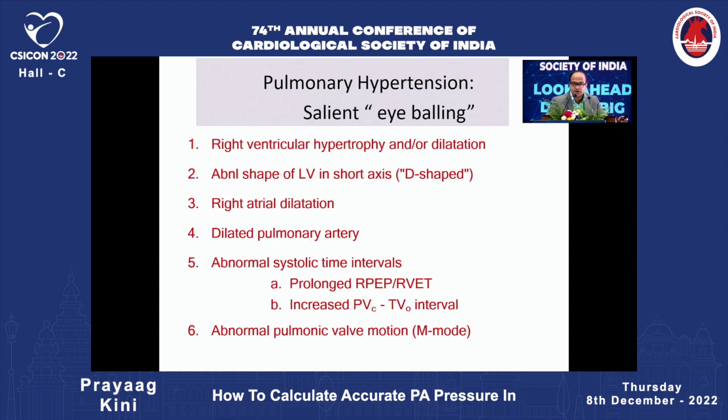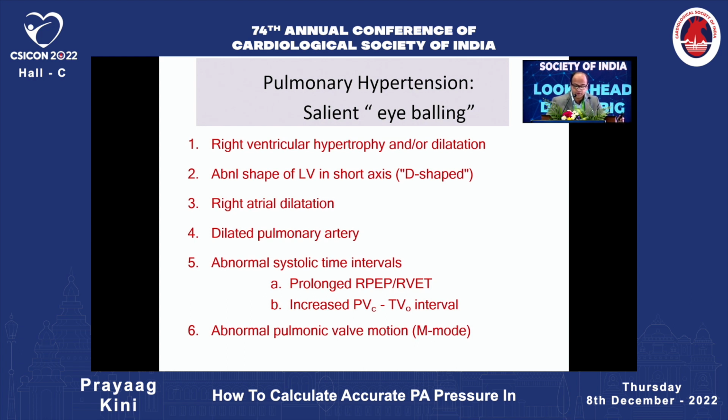Eyeballing was already mentioned in one of the earlier lectures. Eyeballing is not sensitive, but it is done generally by most of us. We tend to look for RA-RV dilatation. A teaching point here is that even if the RV is the same size as the LV, it's called dilated. It doesn't have to actually exceed the LV.